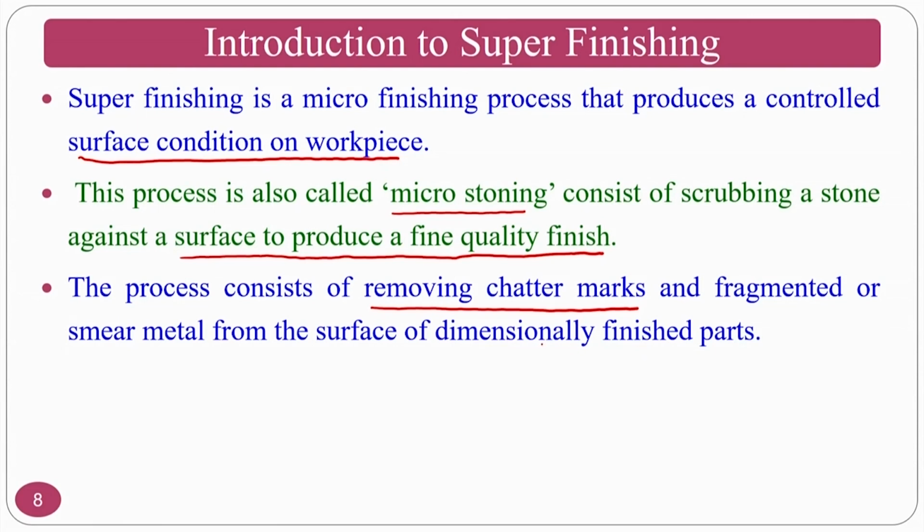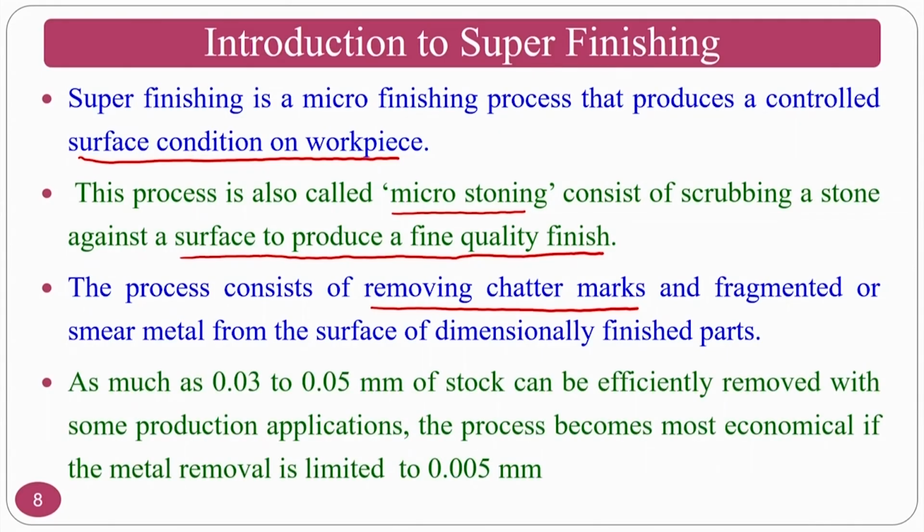So, if I want to finish or deburring operation or the removing of the chatter marks, you can use this particular process. As much as 0.03 to 0.05 mm stock can be efficiently removed. That means this is the amount of material that it can remove in some production applications. The process becomes most economical if the material removal is limited to 0.005 mm.